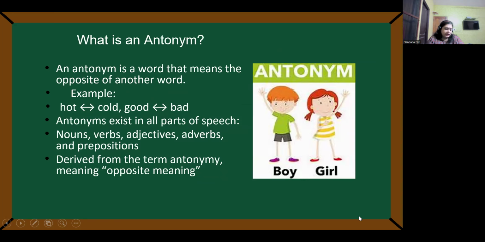Now let us go to the second half of the session, antonym. What are antonyms? Remember, synonyms are similar words. Antonyms are opposite words. So an antonym is a word that means the opposite of another word. For example, the antonym of the word hot would be cold, good would be bad. So antonyms exist in all parts of speech: nouns, verbs, adjectives, adverbs, and prepositions. Antonyms are derived from the term antonymy, meaning opposite in meaning. Like, for example, the antonym of the word boy would be girl.